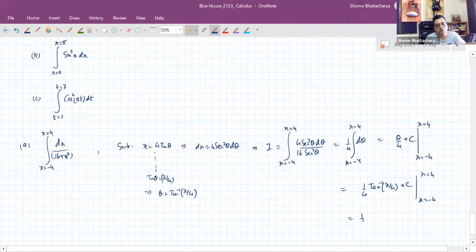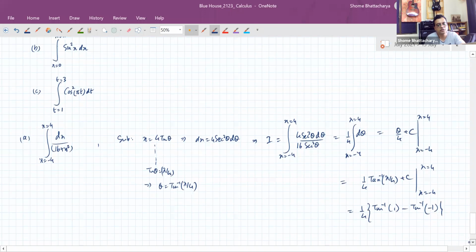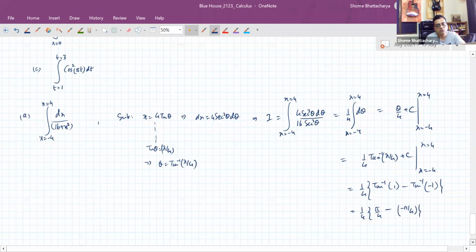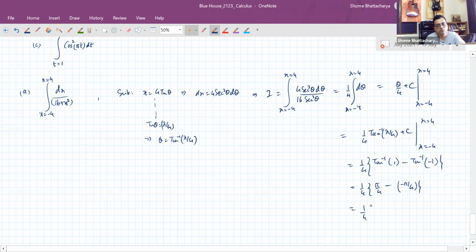So this will become 1 by 4 into tan inverse of upper limit, which is 4 by 4, which is 1, minus tan inverse of lower limit, which is -4 by 4, that is -1. Now tan inverse 1 will be pi by 4 or 45 degrees, and tan inverse -1 will be minus pi by 4. So as you can see, this will become pi by 8. That will be our answer.